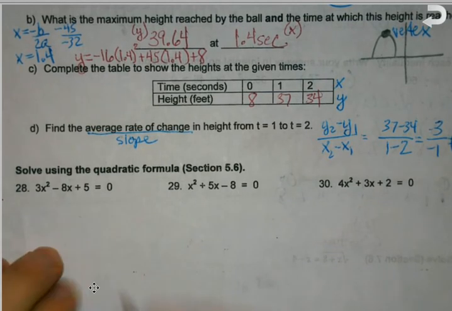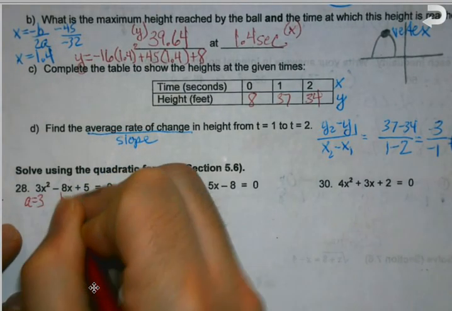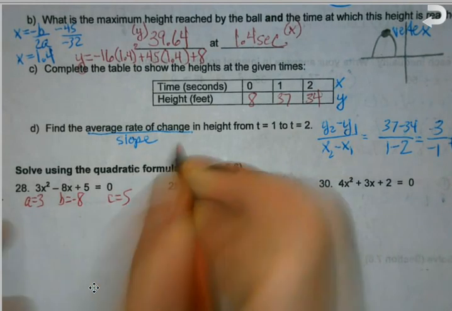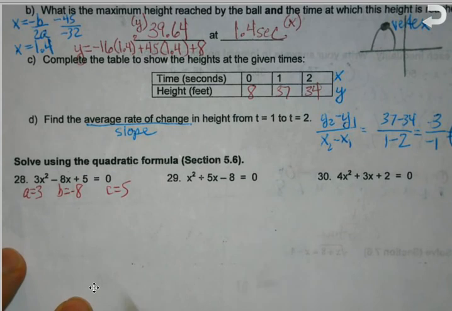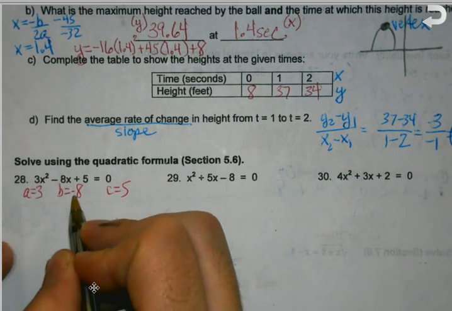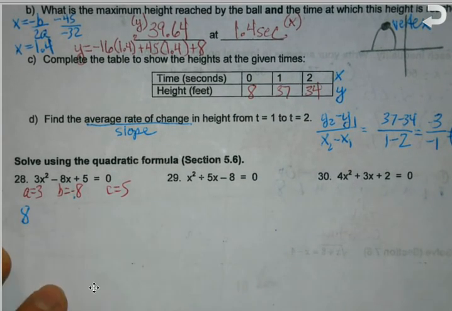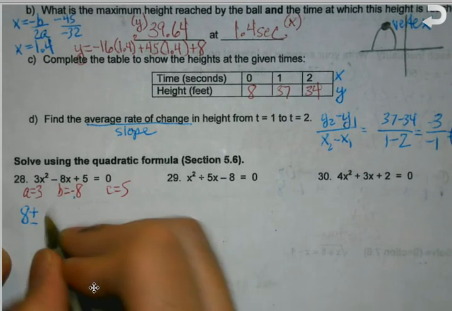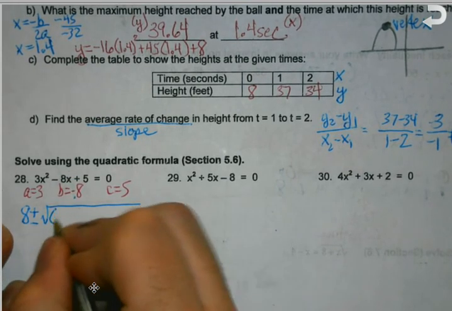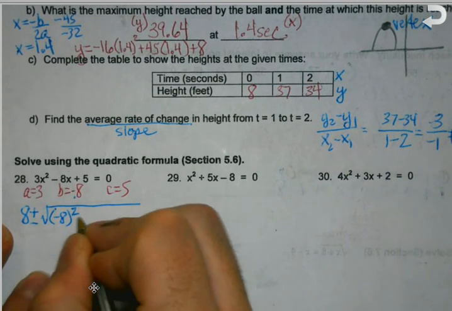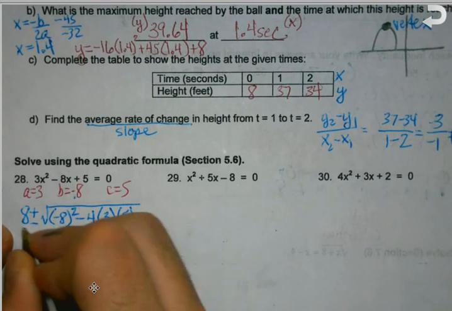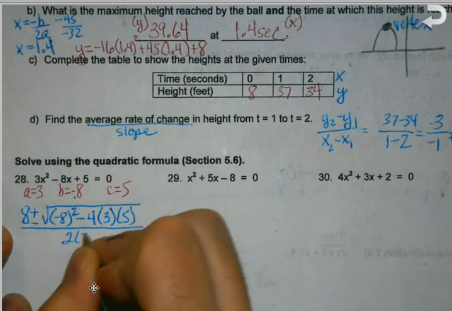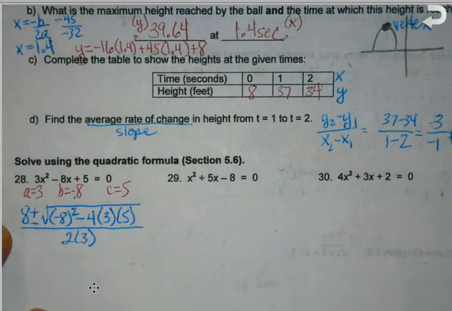All right, so I need A, I need B, I need C. And then it's just basically pile right on through it. So, negative B, since B is already negative, that's going to make it positive. So it's a positive 8 that I start with. Plus or minus the square root of B squared minus 4AC, all over 2A. This is absolutely a test of patience.